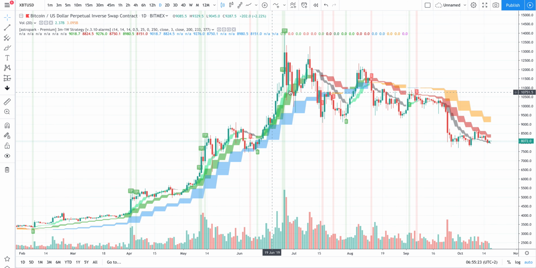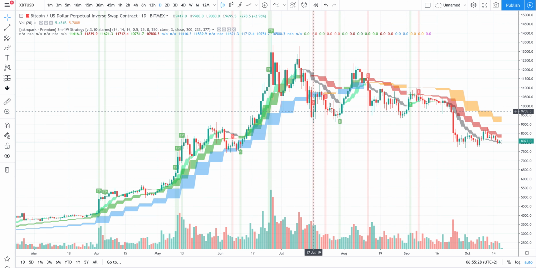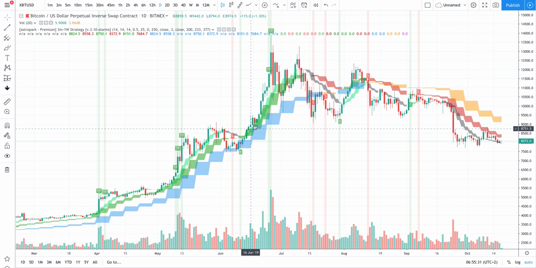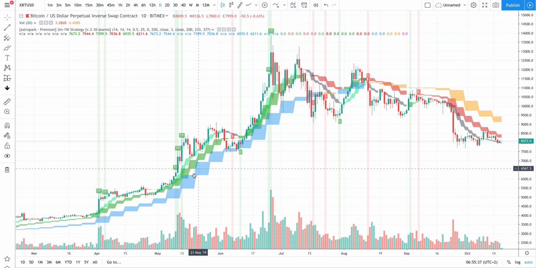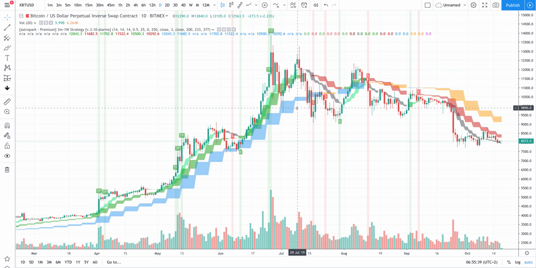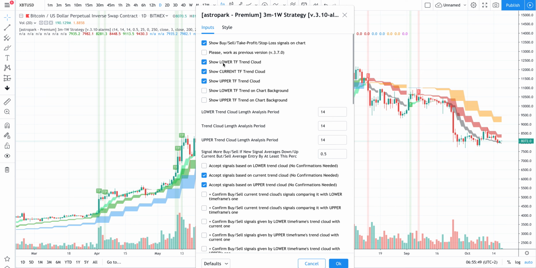You can see we have three trend clouds: the blue and orange one, the green and red one, and the lime and black one. These are called the higher time frame trend cloud, the current time frame trend cloud, and the lower time frame trend cloud. You can activate them separately. For example, we can show only the current time frame trend cloud.